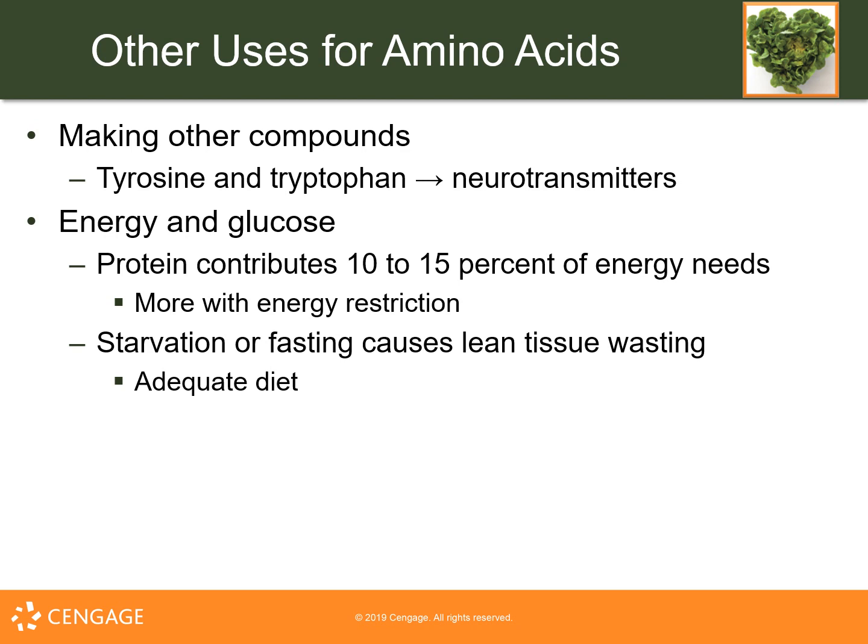And energy and glucose. Again, we don't want to use amino acids as a source of energy. We'd rather use carbs and fats for that because they contribute to many other functions. But I want you to know that protein contributes to about 10 to 15% of energy needs, and possibly more with energy restriction. The ketogenic diet is huge right now, in which it restricts carbohydrates immensely compared to a normal, healthy, balanced diet that is approved through research. And so a lot of those people can be using protein as a source of energy for the cells of their body. Again, starvation or fasting causes lean tissue wasting.